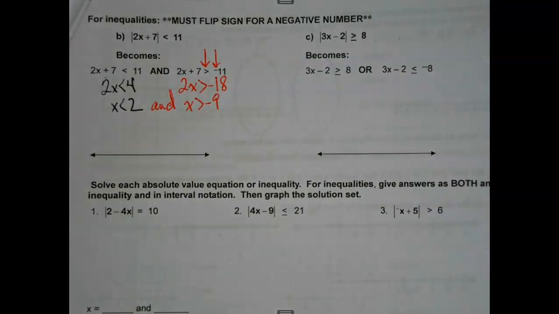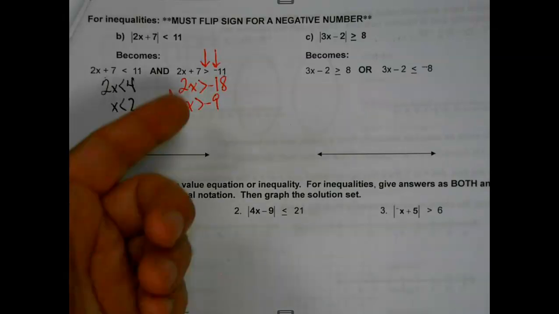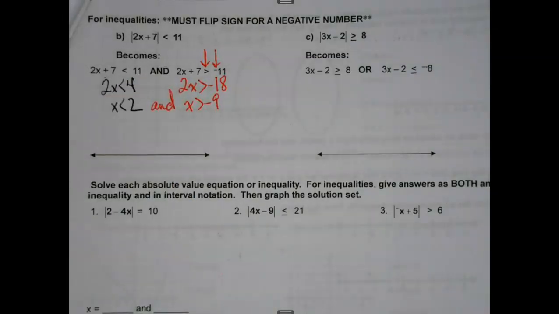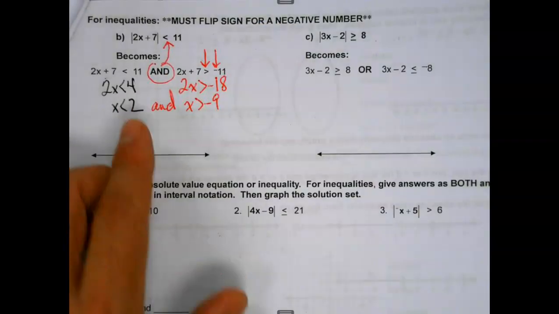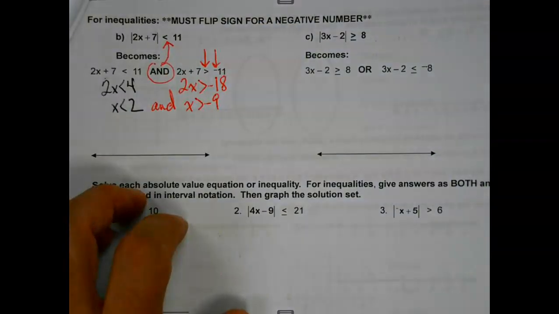And you might be wondering at this point, how do we know that this is and? Like, I see and in the middle. Where did that come from? Whenever you see an absolute value is less than, okay?